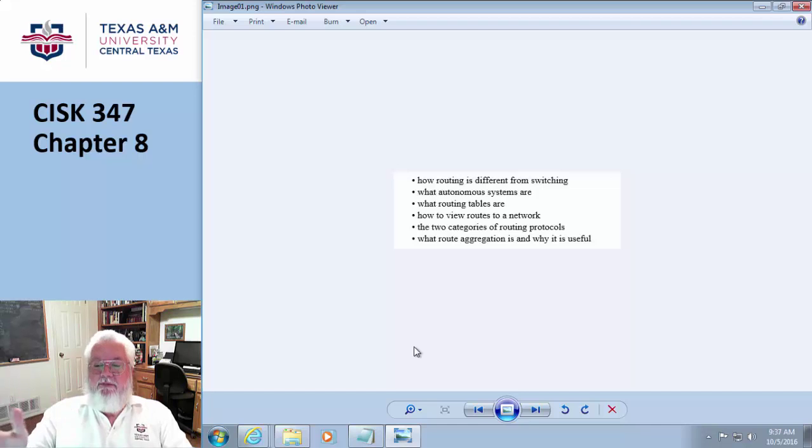What routing tables are. How to view routes to a network. Two categories of routing protocols, and thankfully we're not going to go into a lot of detail on routing protocols, and what route aggregation is and why that's useful. Okay, so let's just start, as always, at the beginning.